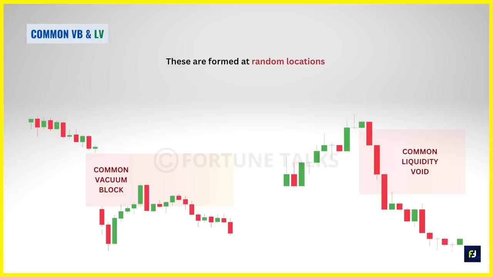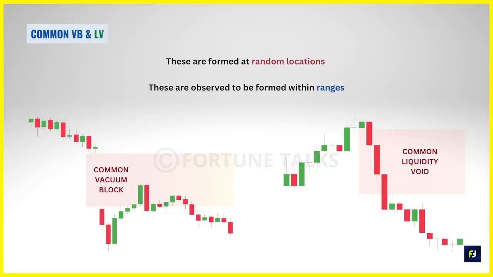Common liquidity voids and common vacuum blocks appear randomly on the chart. Often there is nothing more to their formation on the chart beyond their mere appearance. These are formed at random locations, or in other words, they have no underlying price action meaning in the market, or maybe not something that I know of. But one observation that I have made is that these common voids and blocks are formed within ranges.